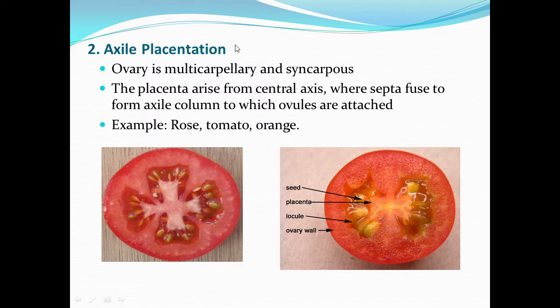The next one is axile placentation. In this, the ovary is multicarpellary, as we discussed earlier that except marginal placentation all are multicarpellary. Axile placentation is multicarpellary, and the syncarpous ovaries are united. Placenta rises from the central axis where septa fuse to form the axile column, to which ovules are attached. Here you can see the placenta arising from the central axis, and these are the ovules attached to the placenta. Examples of axile placentation are rose, tomato and orange.